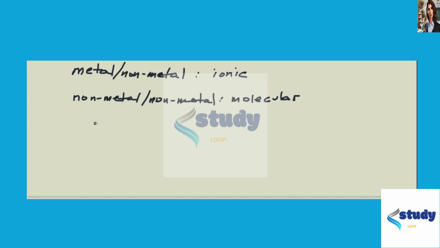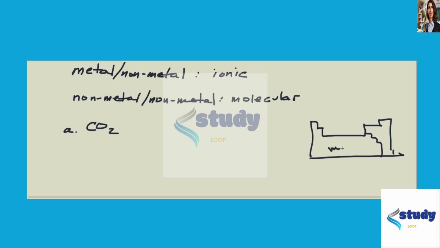So if you're looking at something like CO2, both of these are nonmetals. And how can you check whether something's a metal or not? If you go over to the periodic table, what you should see on a standard table is a little staircase on the right-hand side, which separates the metals from the nonmetals, so you can check where the element is. In CO2, they're both nonmetals, so that's going to wind up being molecular.